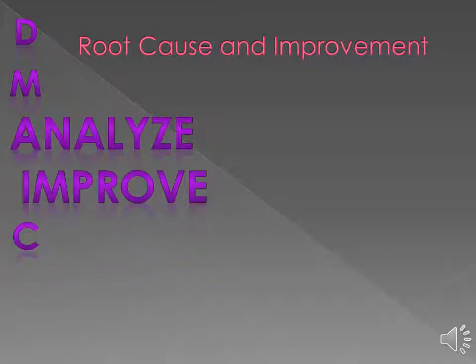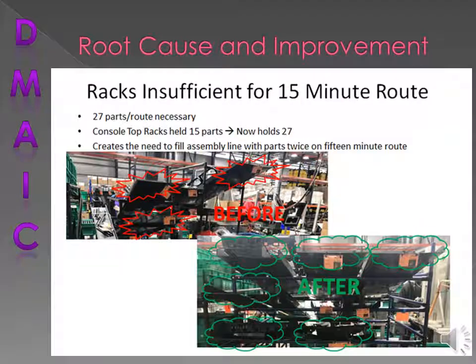So the first root cause that I found was that the console top plate rack was insufficient size for the 15-minute route. So we have a calculator, and it basically said that 27 parts per route were necessary based on the takt time. And the console top plate racks only held about 15 parts, which meant that the utility operator often had to fill these racks twice in his route, so it was really driving up his cycle time.